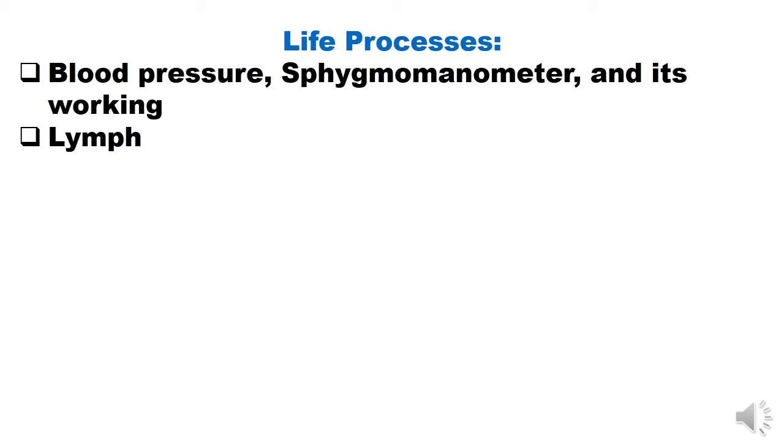Hello children. So let us try to understand the last few topics of the chapter life processes. And today we are going to learn about blood pressure. The instrument which is used to measure it is sphygmomanometer, and how it works, how it really measures the blood pressure. And then we will learn about lymph and a little bit about lymphatic system.